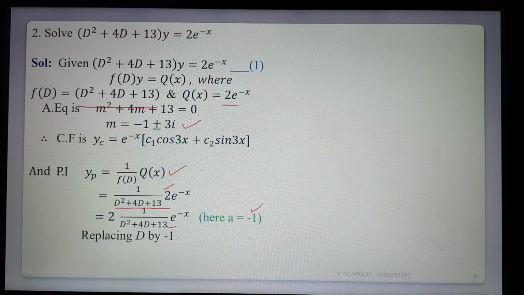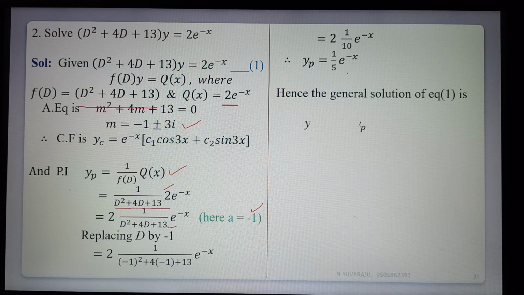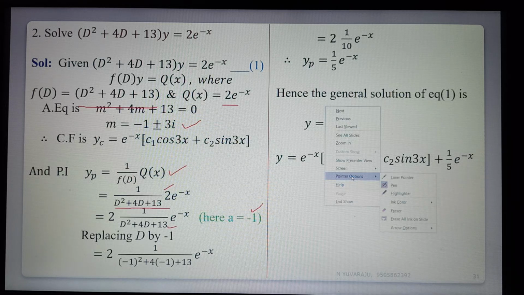Replacing D by minus 1, that is equal to 2 into 1 by (minus 1 square plus 4 into minus 1 plus 13) into e power minus x. Simplification is 2 into 1 by 10 e power minus x, that is equal to 1 by 5 into e power minus x. So this is the required yp. Therefore the general solution is yc plus yp, that is y is equal to e power minus x into (c1 cos 3x plus c2 sin 3x) plus 1 by 5 into e power minus x.